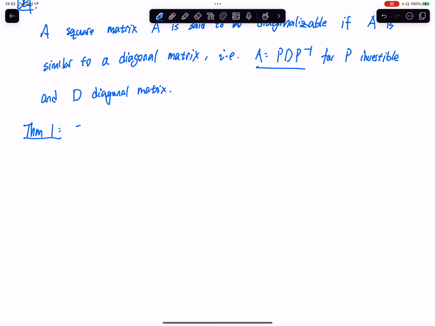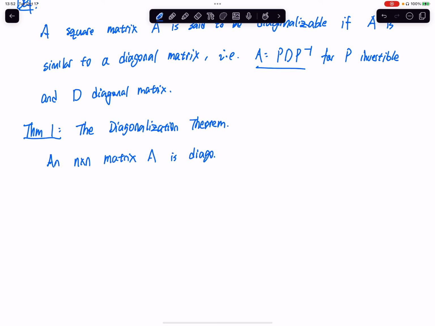the diagonalization theorem. So we say that an n by n matrix A is diagonalizable if and only if A has n linearly independent eigenvectors.